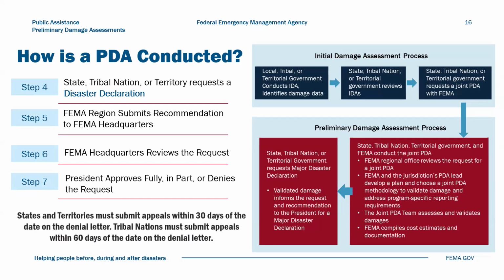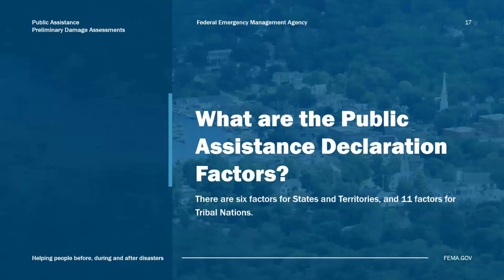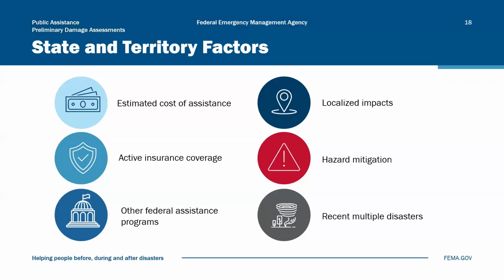If the jurisdiction seeks to appeal the president's decision, states and territories must submit an appeal within 30 days of the date on the denial letter. Tribal nations must submit appeals within 60 days. For states and territories, FEMA considers 6 primary factors when evaluating a request for the Public Assistance Program. For tribal nations submitting their disaster declaration request, FEMA considers 11 additional factors.